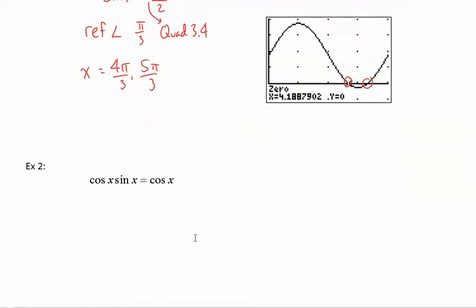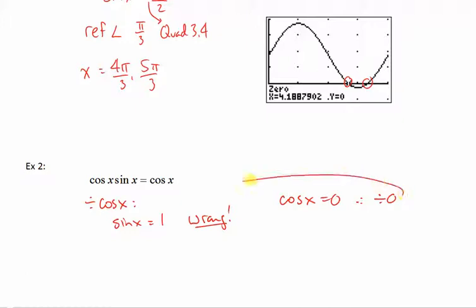Cos x sin x equals cos x. Now, what many people do is divide by cos x, and they would get sin x equals 1. This is wrong. You don't want to do this because you need to consider that cos x can be 0, and therefore you would be dividing by 0 when you perform this action. And we don't want to divide by 0.